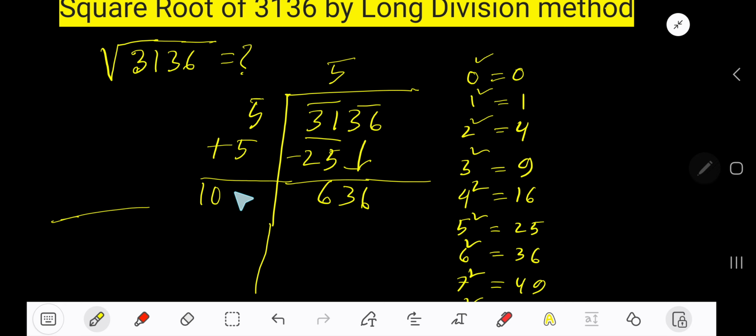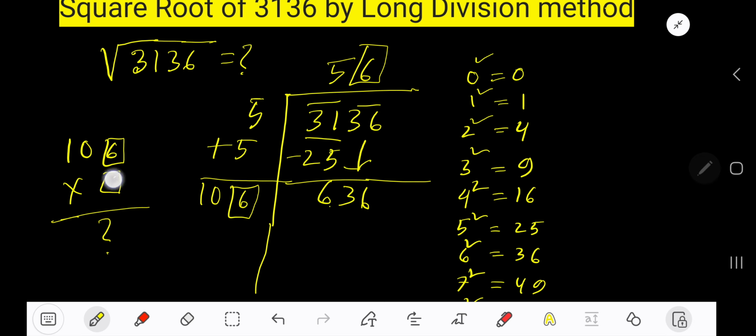Now you have to take a digit here, and the same digit will come to the quotient side also, and you need to multiply this time this, and this product will be equal to this 636 or nearest to this. So if you place 6 here, this 6 must come here. 6 times 106.